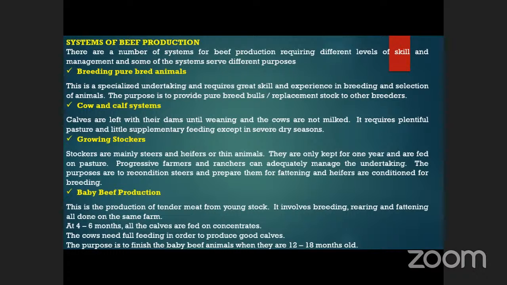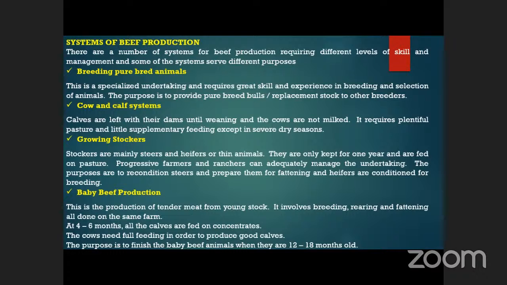And then the other point says, cows need full feeding in order to produce good calves. When you feed the cows properly, you'll be able to get good calves, the good calves which will produce in future and grow fat and also provide you with nice beef. The purpose is to finish the baby beef animals when they are 12 to 18 months. You have to finish them. Finishing does not mean that you kill all of them, no.